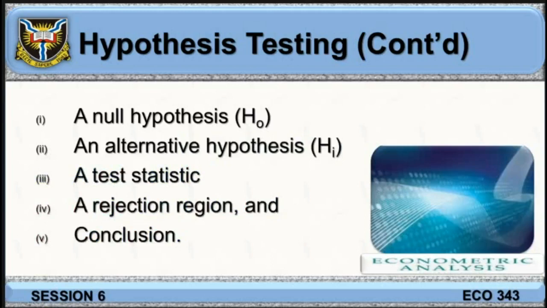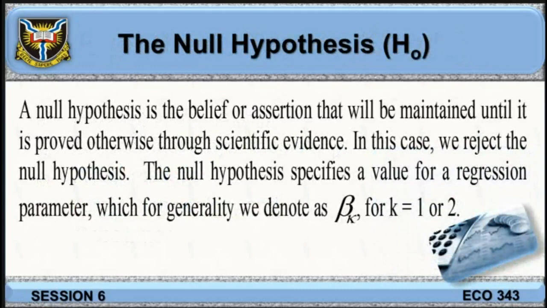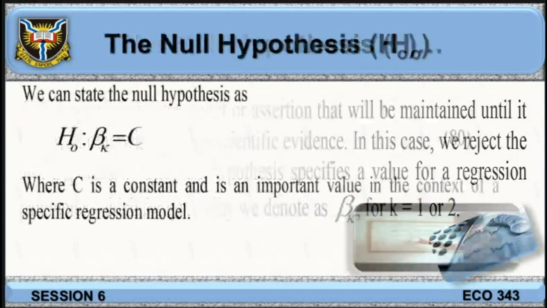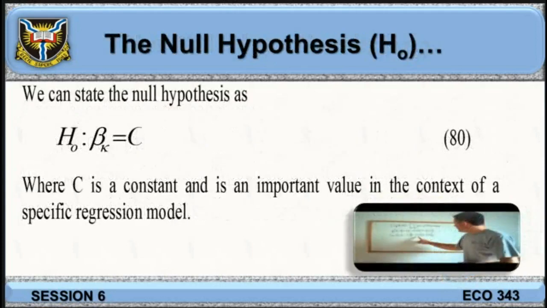The null hypothesis H0. A null hypothesis is the belief or assertion that will be maintained until it is proved otherwise through scientific evidence. In this case, we reject the null hypothesis. The null hypothesis specifies a value for a regression parameter, which for generality we denote as beta k, where k is equal to 1 or 2. We can state the null hypothesis as H0: beta k = c, equation 80, where c is a constant and is an important value in the context of a specific regression model.